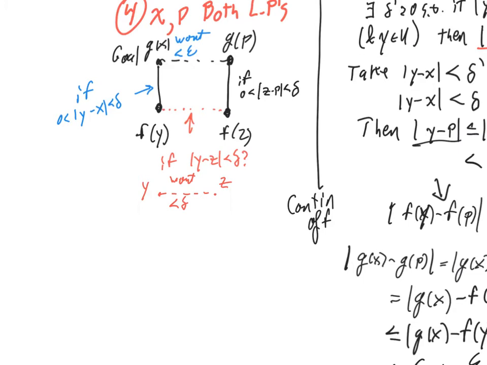Well, what do I know? I'm going to use this color green. I know that y is close to x. I know that z is close to p, and I get to assume that x is close to p.